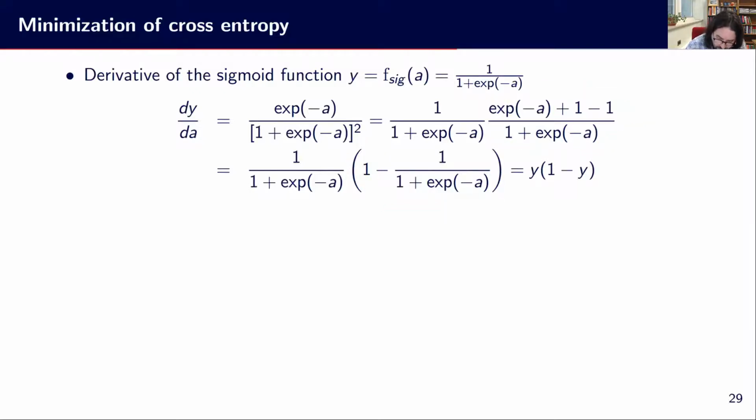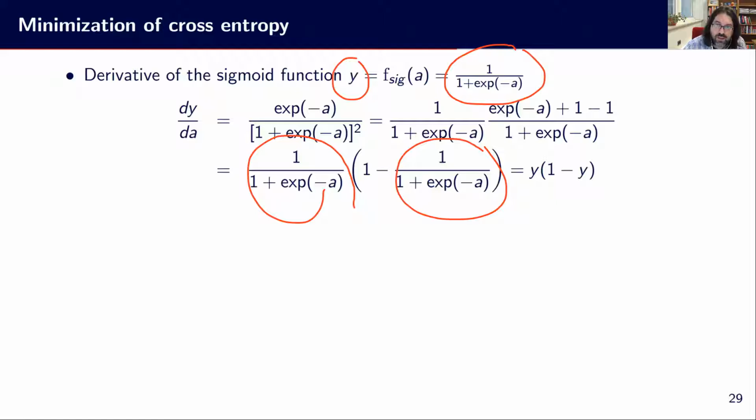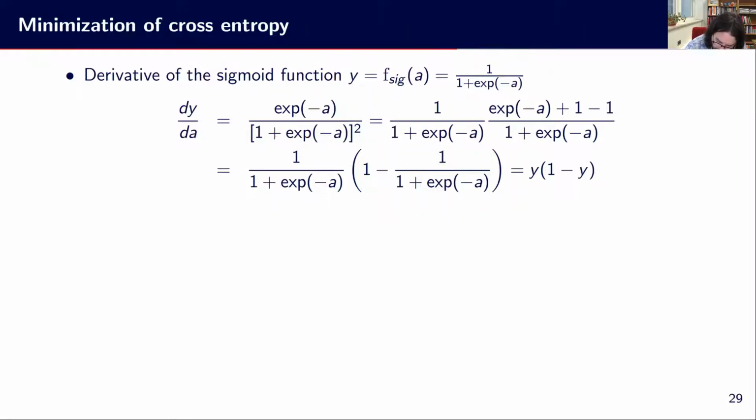Look, we have that thing here, we have that thing here, and these correspond directly to the y. So we can get this simplified as y times 1 minus y. So that formulation is super simple. We've got the derivative of y equivalent to y times 1 minus y.